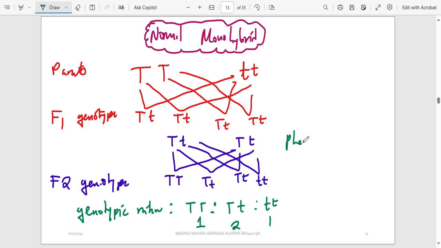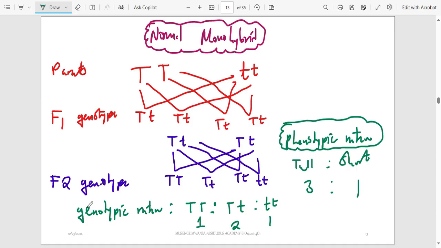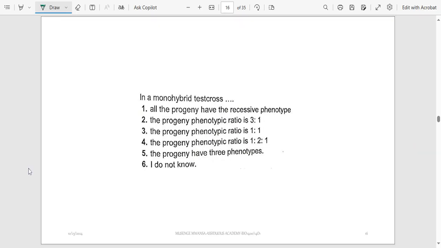And then the phenotypic ratio. Let's say T is for height, so the men are going to be tall. We're looking at the ratio of tall to those which are short. As long as you have one capital T, it means you are tall. So the first one has a capital T, the second one and the third one. So that is 3 to 1. This is the normal phenotypic ratio for a monohybrid. And this is the normal genotypic ratio for a monohybrid. This is important to know. So we can now go on and answer the questions.